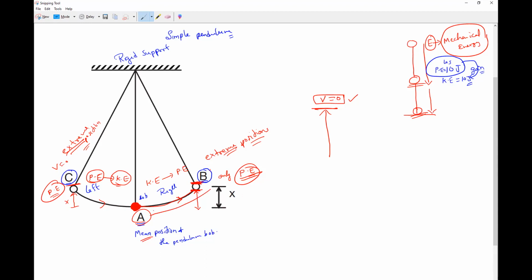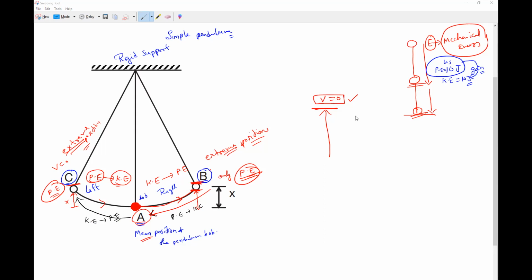It is reversed. During the motion, it converts potential energy into kinetic energy. Now you tell me, again B to A, what energy transformation? Potential energy converting into kinetic energy. Now again A to C, what will happen? Reverse. Kinetic energy converting into potential energy. I hope everybody is clear. So always the energy remains constant.